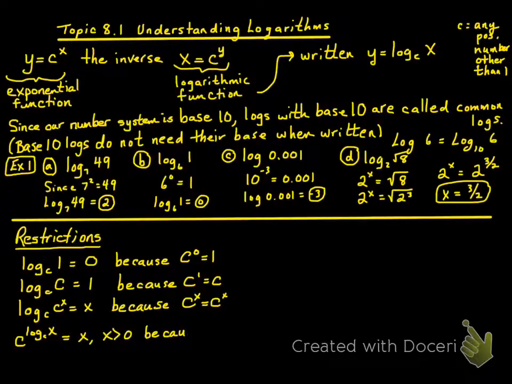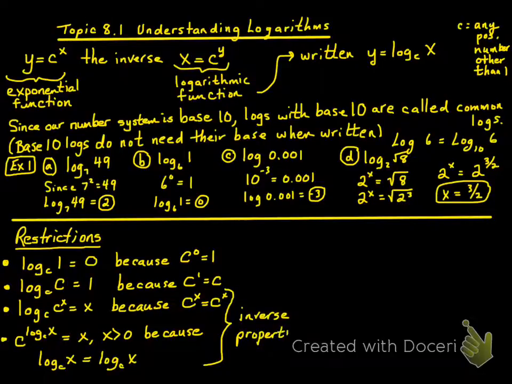And lastly, c to the power of log base c of x is equal to x, and x cannot equal 0 because the log c of x is equal to the log base c of x. These last two are called inverse properties.